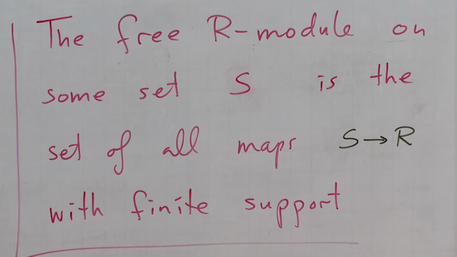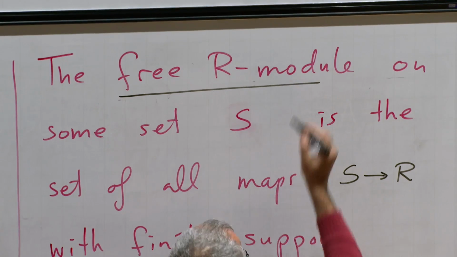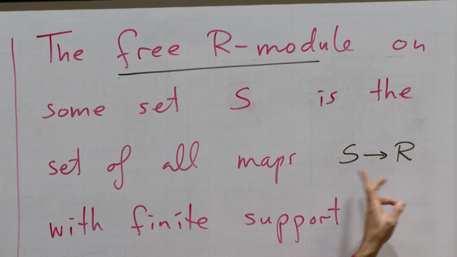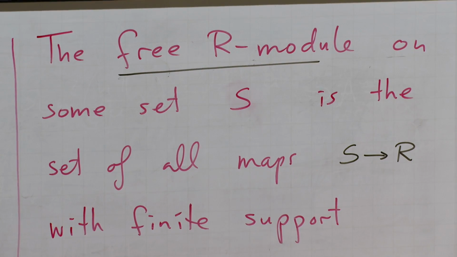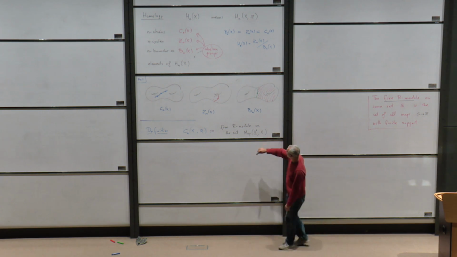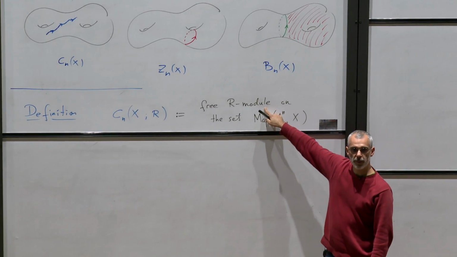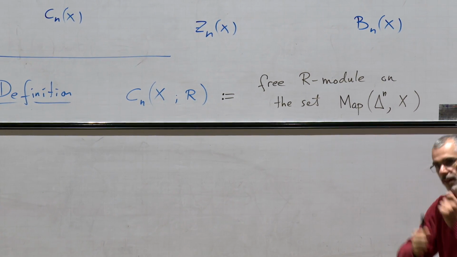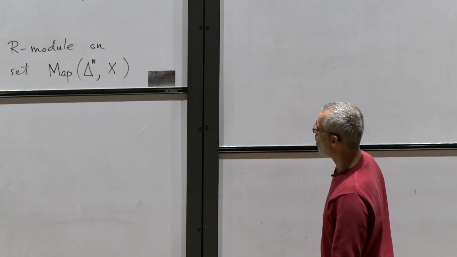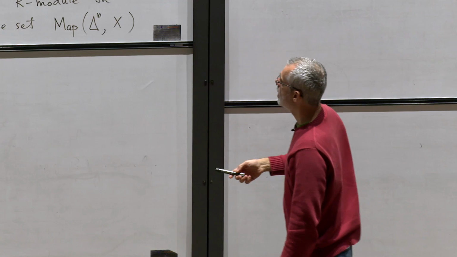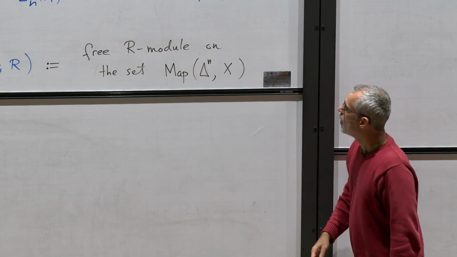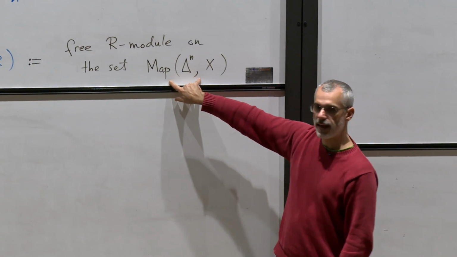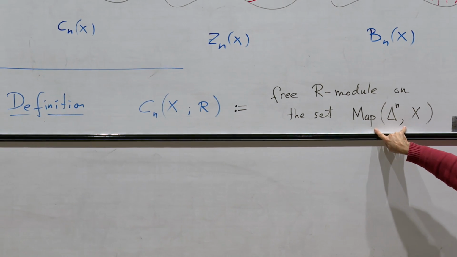So the free R module is the set of all maps from S to R. S is a set, R is a ring, or an abelian group. Sorry, here I've secretly started using terminology that is only allowed when R is a ring. And that's because I very much intend to take R to be a ring. So I'm not allowed to say that. Really, I have to say the infinite direct sum indexed over the elements of that set of copies of R.